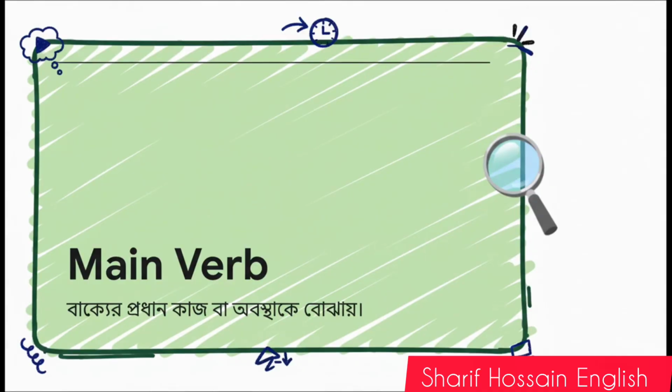So what exactly is a main verb? Well, think of it as the heart of your sentence. It's where all the action happens. It's what gives the sentence its pulse. For example, in "he plays football," that word "plays," that's the heartbeat.